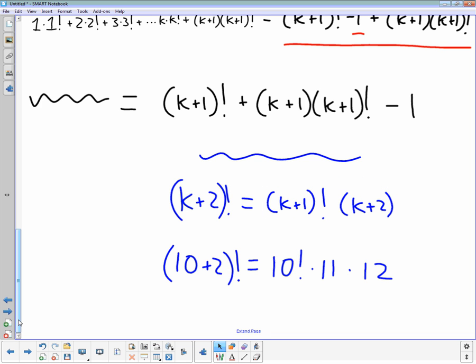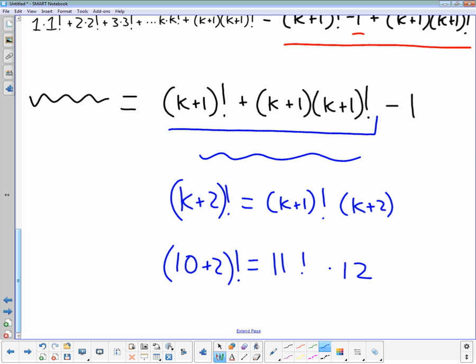That's also true. That's the same as saying this. So look at what you have right there in this line. How do I turn this, how do I turn that into k plus 2? What do you have?